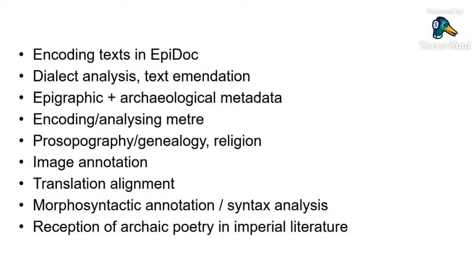We've been looking at ways in which the prosopography and genealogy and other religious elements of these texts can be encoded. We've been thinking about image annotation in terms of where on the stone these various features of the text are. We've been thinking about translation alignment, aligning different versions of these texts to one another. And we've been talking about morphosyntactic annotation, in particular, thinking about the analysis of the syntax of these texts and whether that tells us anything about the way in which this evokes earlier traditions of poetry.